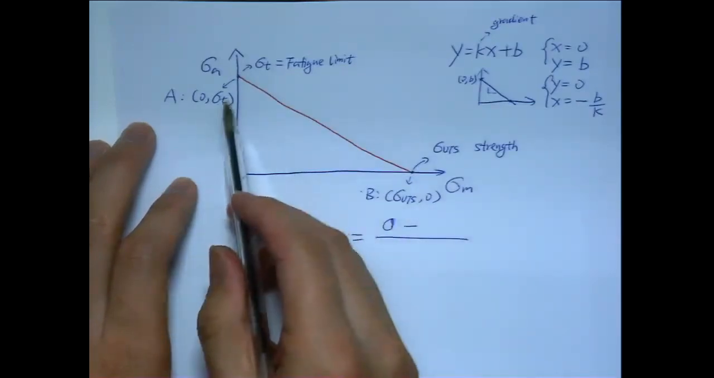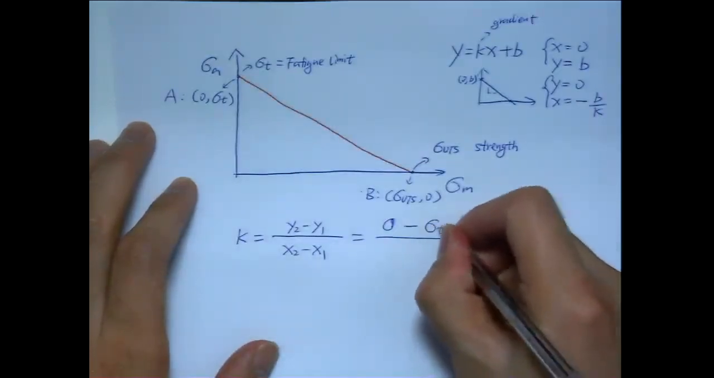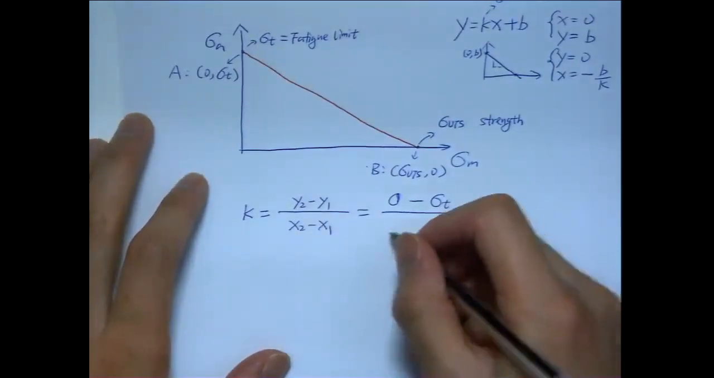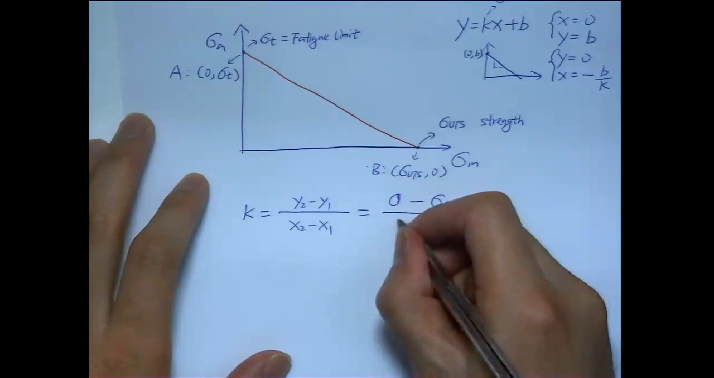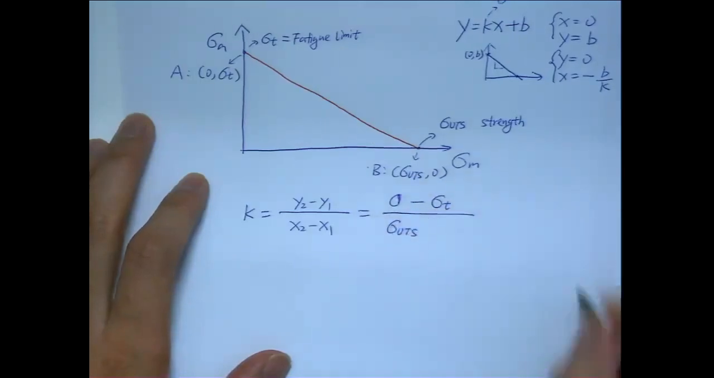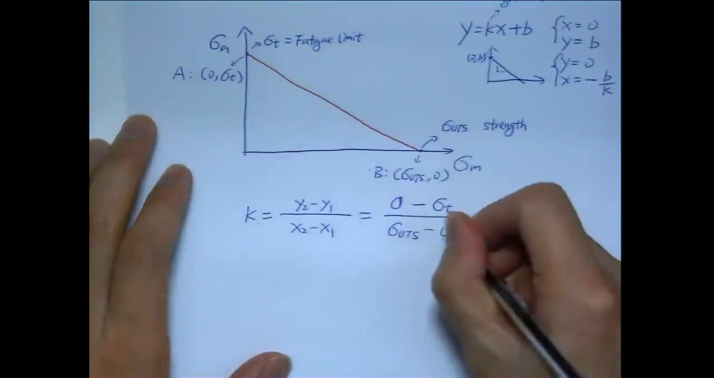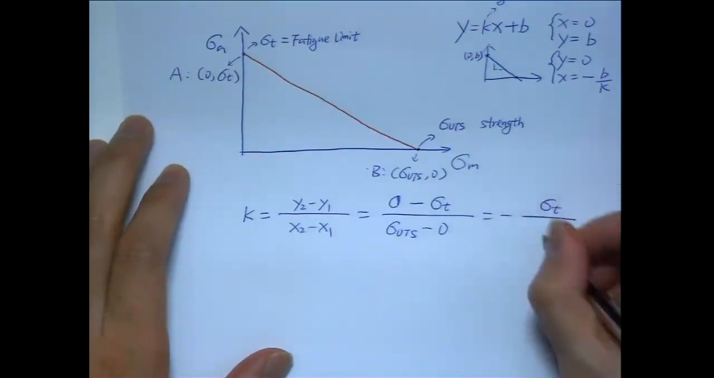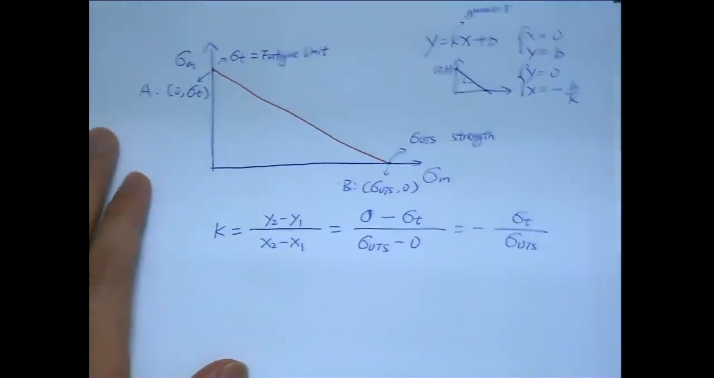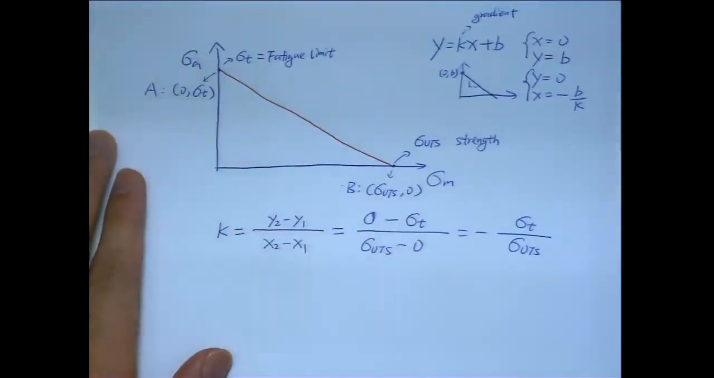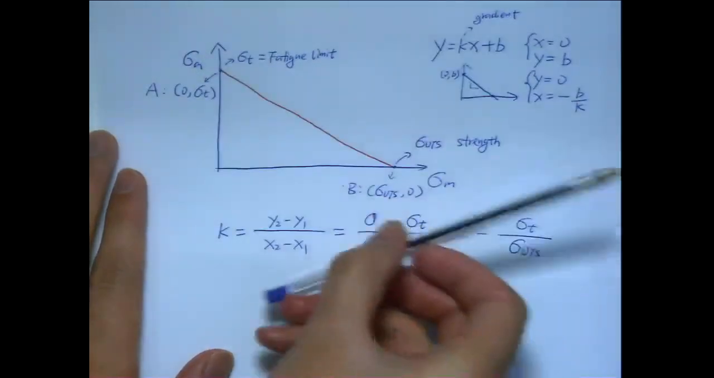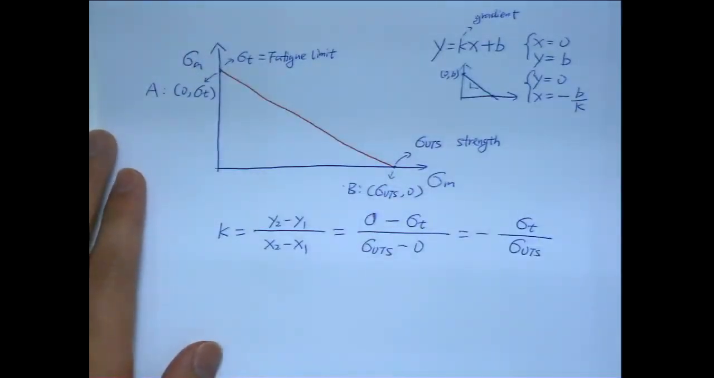And y1 is for that, sigma t. For this case, the x2 for this one, UTS minus that one. So that gives you minus sigma t over sigma UTS, right? So that gives you the gradient of the curve. You can see it's a negative sign. That's right. Otherwise, it would give you a positive value.